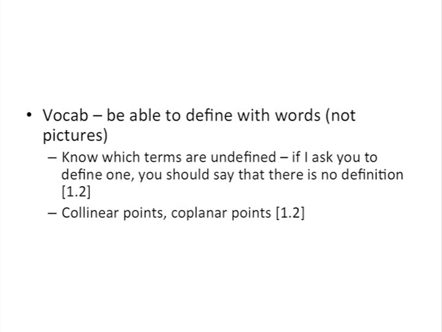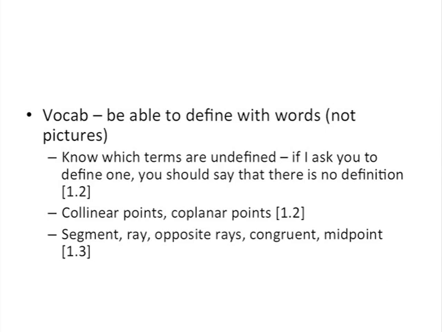From section 1.2, you should be able to define collinear and coplanar. Collinear are points that are in one line. Coplanar, points that are in one plane. Your definitions must use words. They don't have to be exactly the same words as I had in the notes. Okay, so you don't have to memorize the definitions word for word. But they need to get the point across.